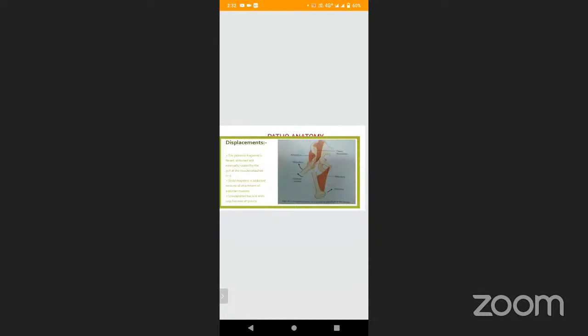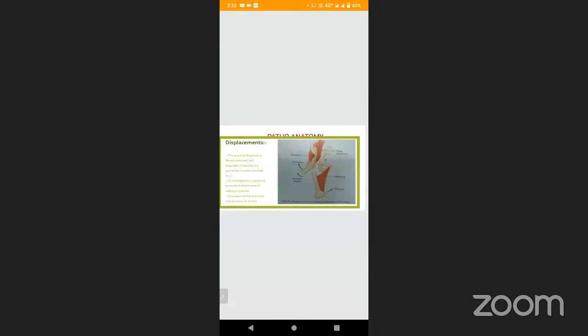So I was asking, which is the abductor of the hip? Gluteus. Which gluteus? Medius. Not maximus. Okay, gluteus medius and minimus. These are the two strong abductors of the hip.